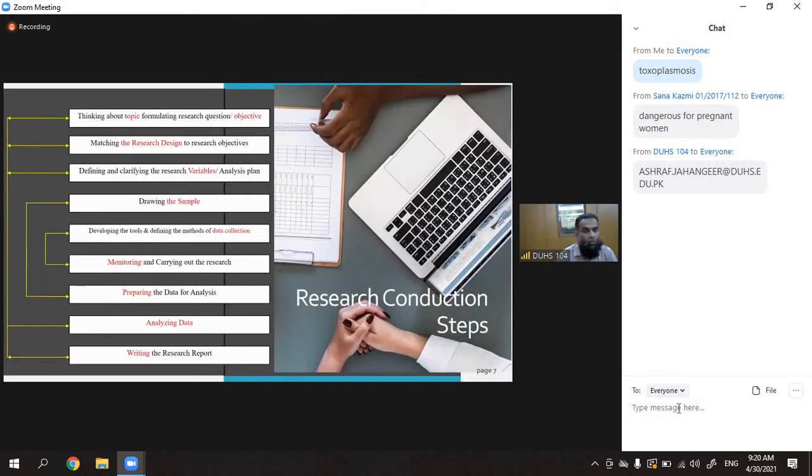So the next objective of our lecture is, what are the steps of conducting research? Obviously, in any endeavor you are pursuing for any topic, in any field, the first thing is the question, the problem, the research objective that comes into your mind at the very beginning. So that's the very important thing on top of the list. So thinking about the topic, formulate your research question and have your objectives ready.